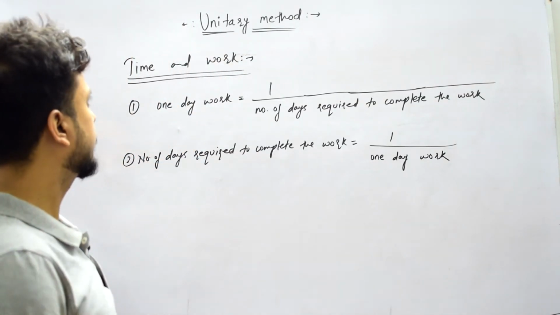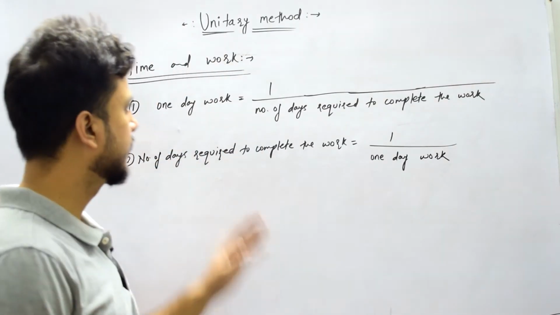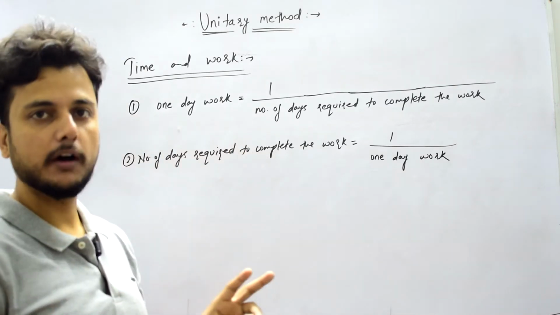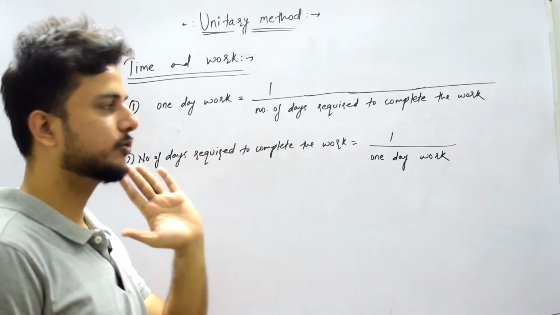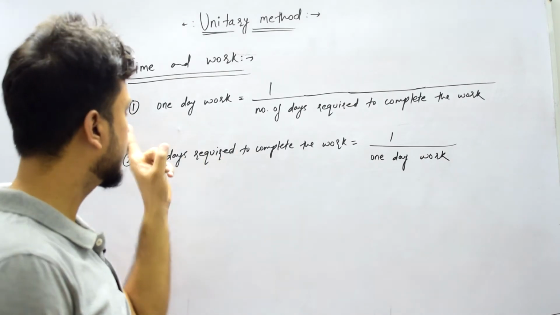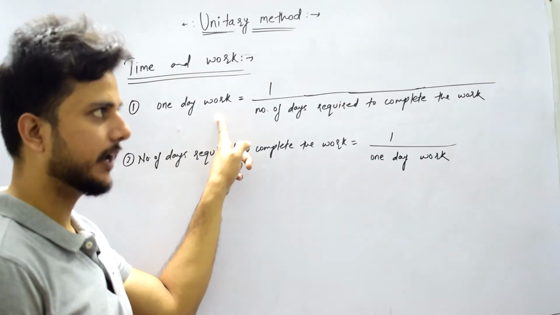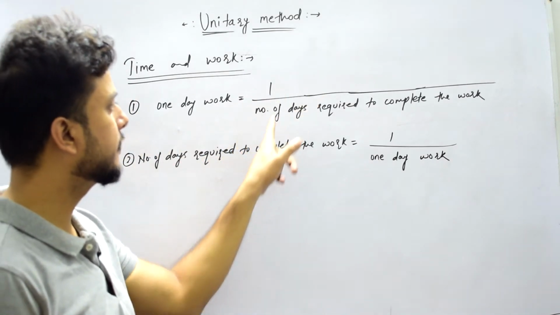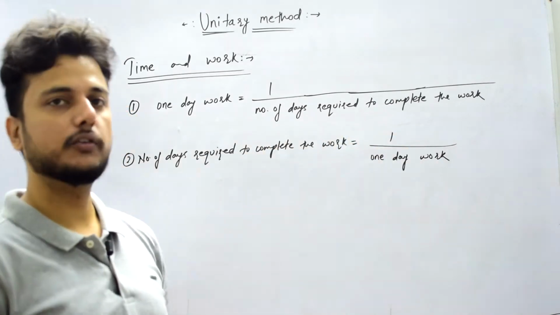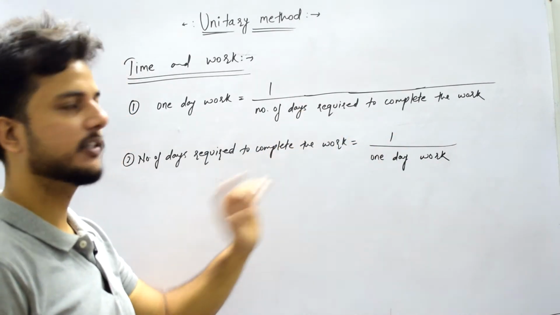Okay, so my next topic is time and work. There are 2 formulas which we have to memorize to solve the questions of time and work. The first formula is 1 day work. 1 day work is 1 by the number of days required to complete the work. These two formulas you have to memorize.